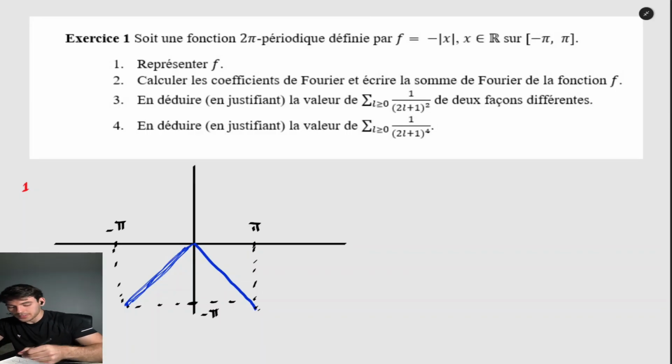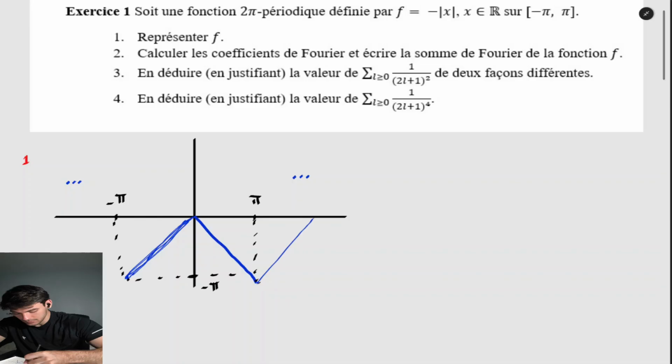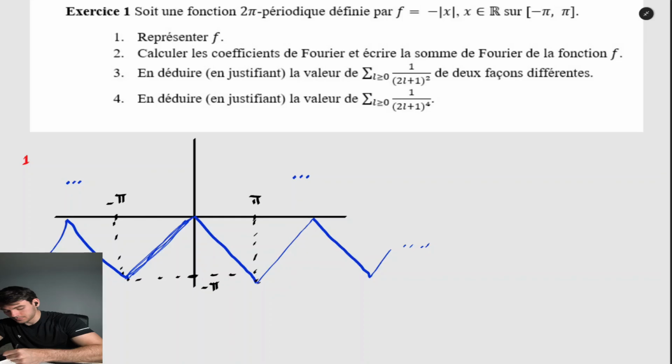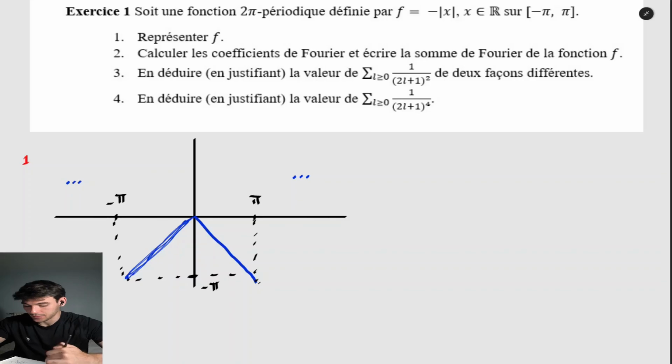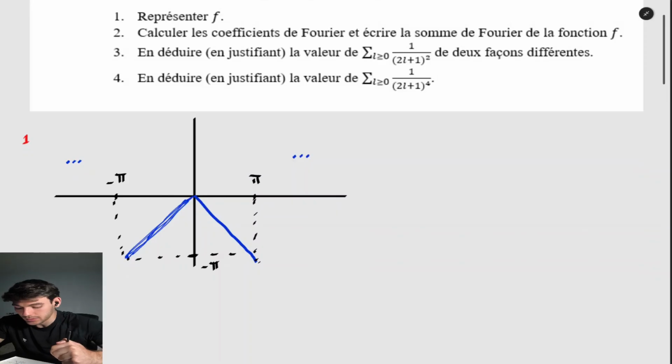So to answer the question properly, we can put 3 points here and 3 points here to indicate that the function, this structure will repeat to the right and to the left. So it would go something like this, endlessly, to both sides. All right. So, okay, that's the answer of the first question. The second question is to calculate the Fourier coefficients and write the sum of Fourier of the function f.